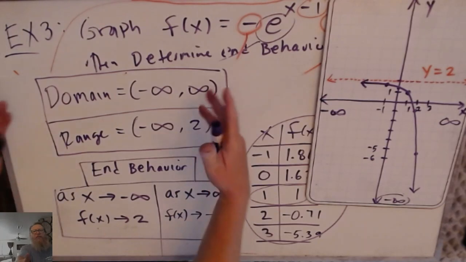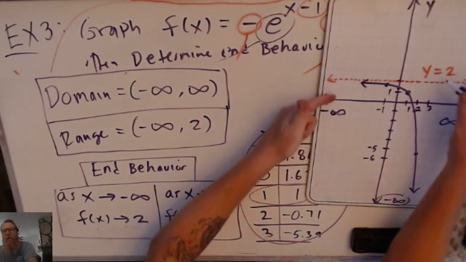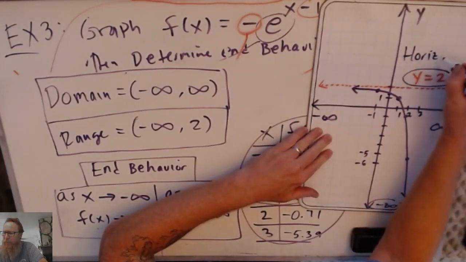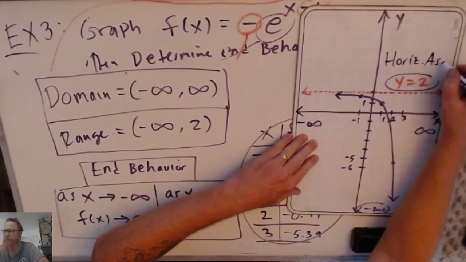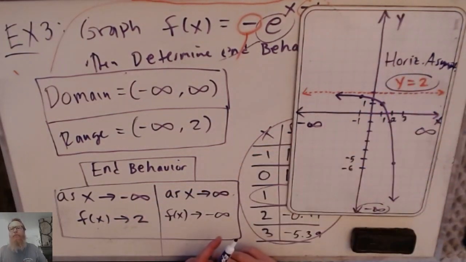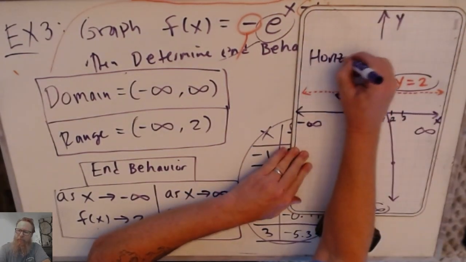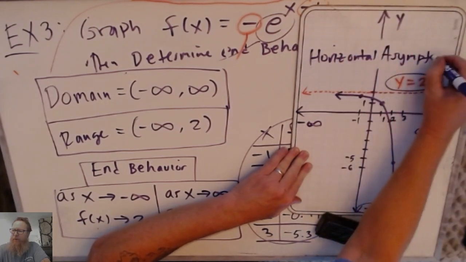So these are the questions that I often ask. What's the domain? What's the range? What's the end behavior? What's the horizontal asymptote? I ran out of room. This is the horizontal asymptote. Here, I'll write it a little bit bigger. All right, that pretty much does it.